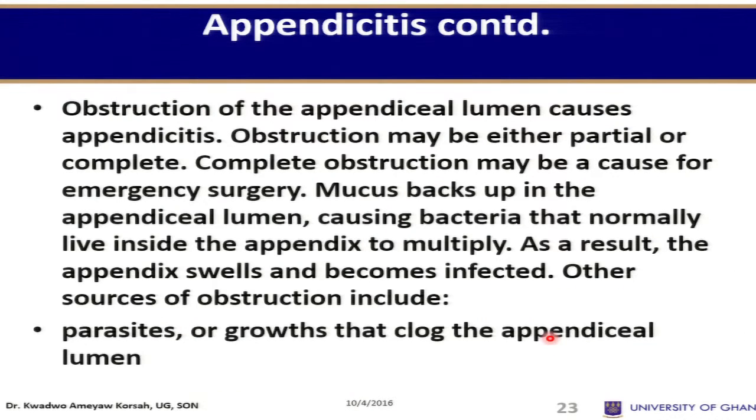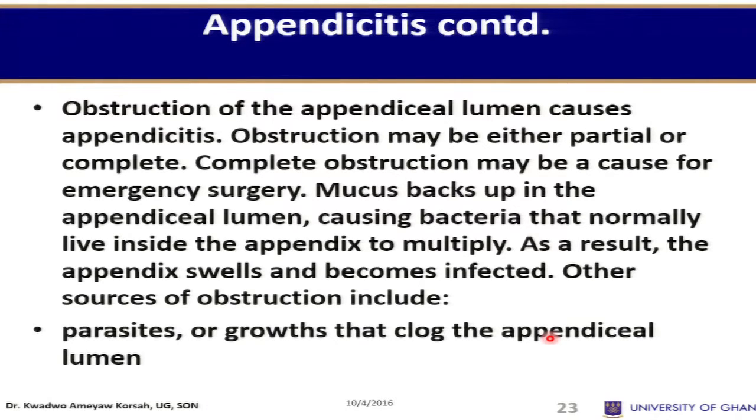And so here we are talking about appendicitis, which is inflamed. Obstruction of the appendiceal lumen causes appendicitis, and the obstruction may be either partial or complete. Complete obstruction may be a cause for emergency surgery, and the mucus backs up in the appendiceal lumen, causing bacteria that normally live inside the appendix to multiply. As a result, the appendix swells and becomes infected.